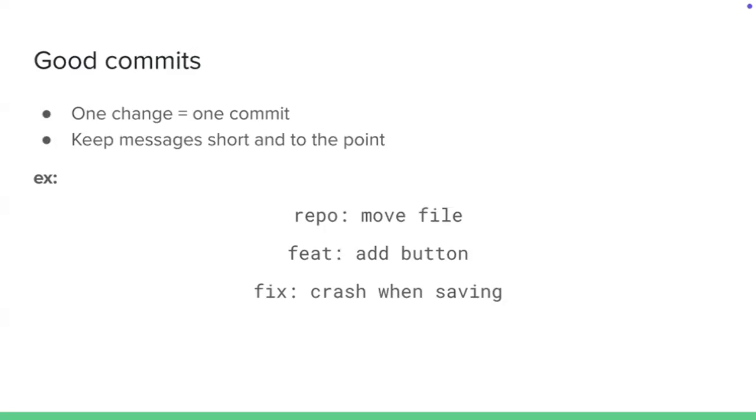And I don't mean one like piece of change. I mean like one feature, one bug fix, one moving files, right? So here's one message, "move file." Here's another one, "add button," that could be one commit. And another one can be "fix crash when you save a file." These can all be good example commit messages. Keep them short and to the point.